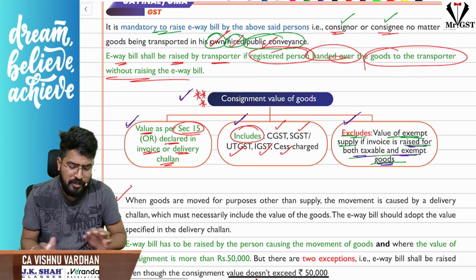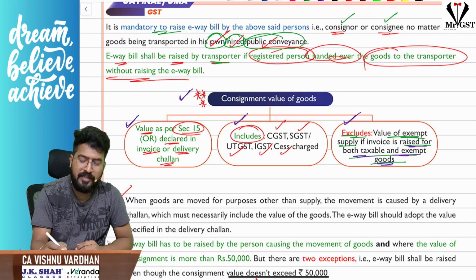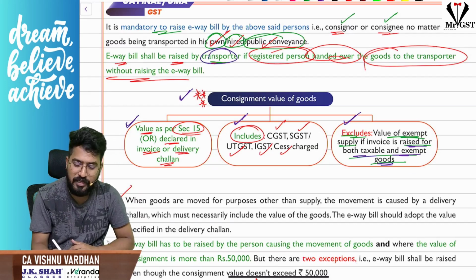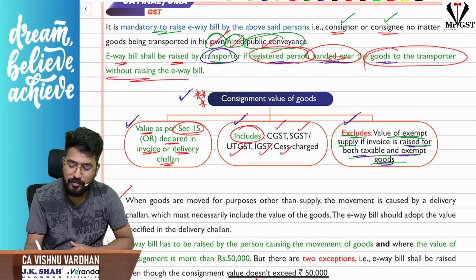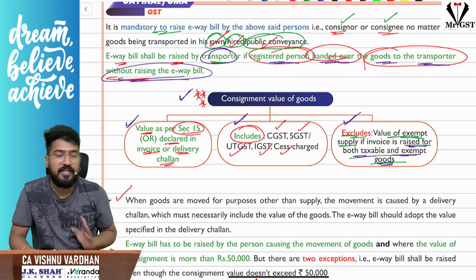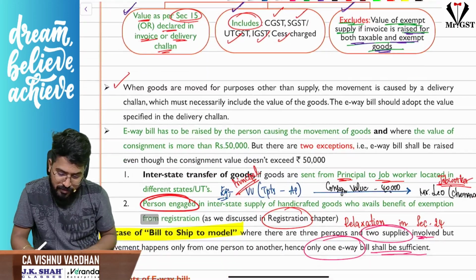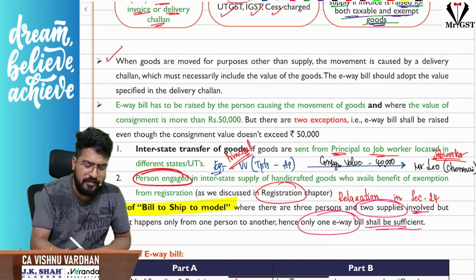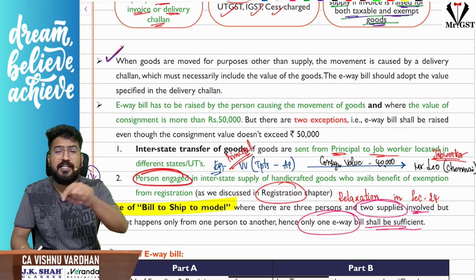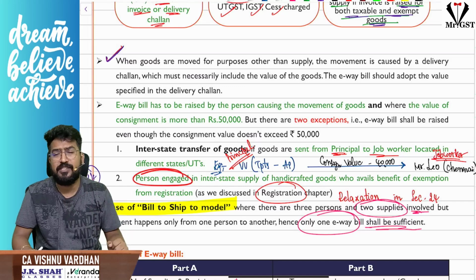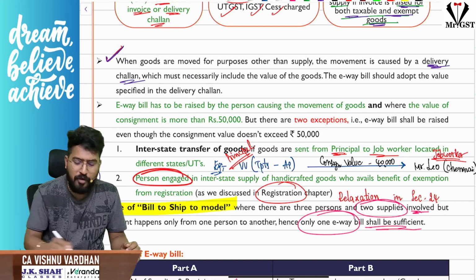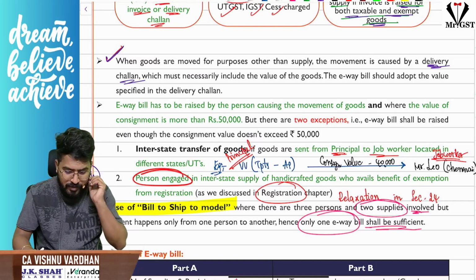The E-Way bill shall be raised by the transporter if the registered person is handing over the goods to the transporter without raising an E-Way bill. So consignor, consignee and even the transporter can raise the E-Way bill. Next, as I already told you in the tax invoice chapter, if the goods are being moved for any reason other than supply, there won't be any tax invoice. In such cases, you will raise the E-Way bill with the help of a delivery challan. Am I clear?